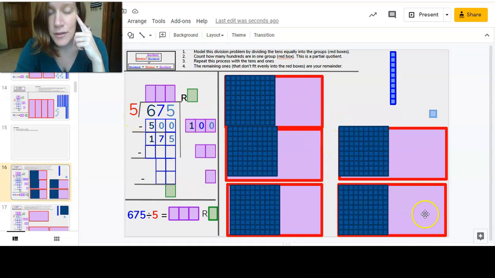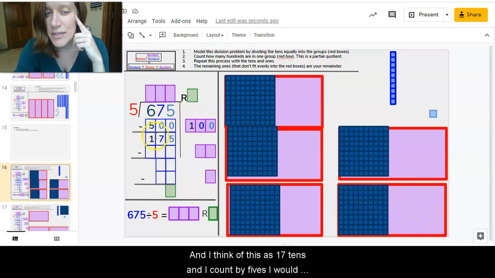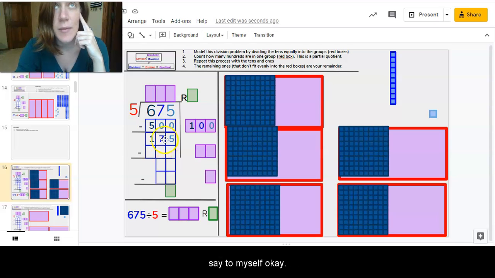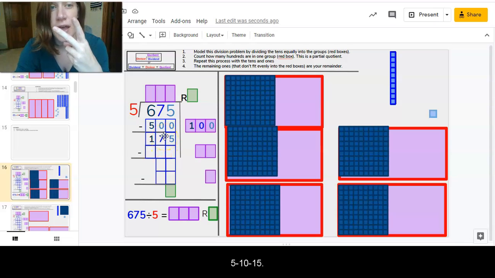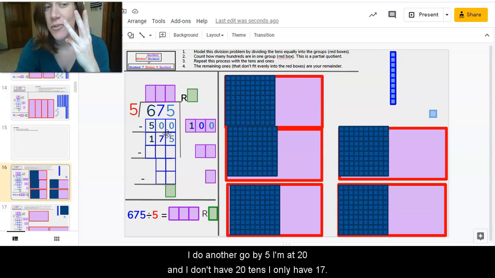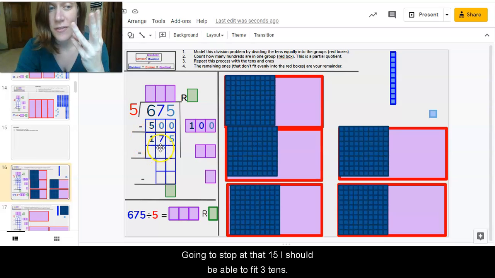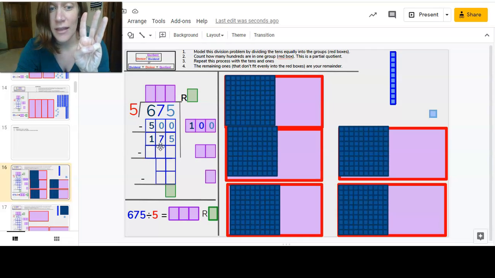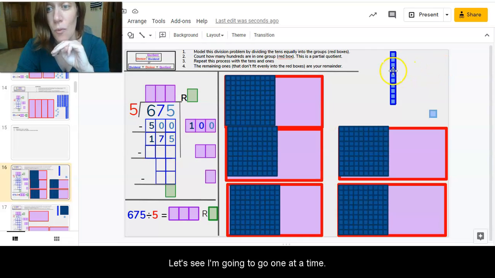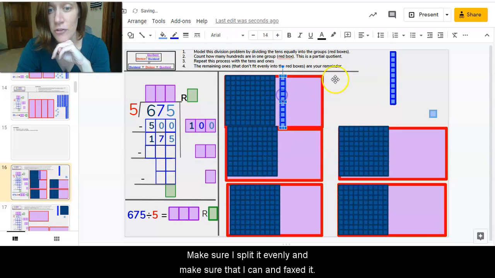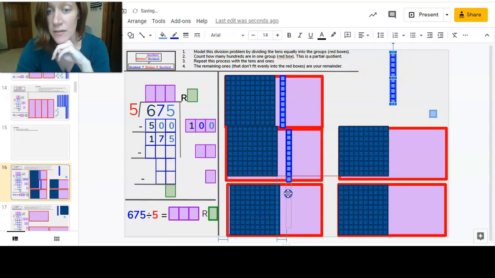The other thing I might think to myself is, how many tens can I put in each group? If there are 5 groups, and I think of this as 17 tens, and I count by 5s, I would say 5, 10, 15. If I do another group of 5, I'm at 20, and I don't have 20 tens. I only have 17. So I'm going to stop at that 15. I should be able to fit 3 tens in each group. So let's see, I'm going to go one at a time to make sure I split it evenly and that I can, in fact, fit 3 tens in each group.